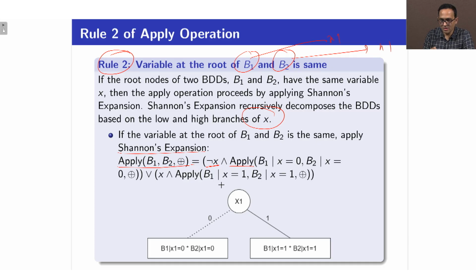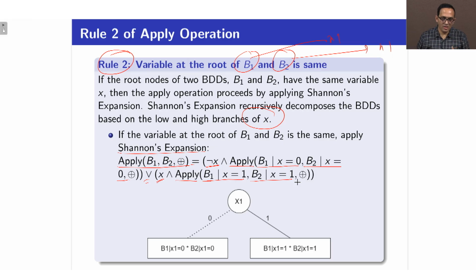because apply is a function, where I restrict B1 with x1 equal to 0 and B2 also x equal to 0 and I apply the same operator, or I put x equal to true, and then I put the apply operator on this restricted BDD. So, this is B1 restricted by x1 equal to 1, B2 x equal to 1 and then apply the same operator. So, this is a recursive one.